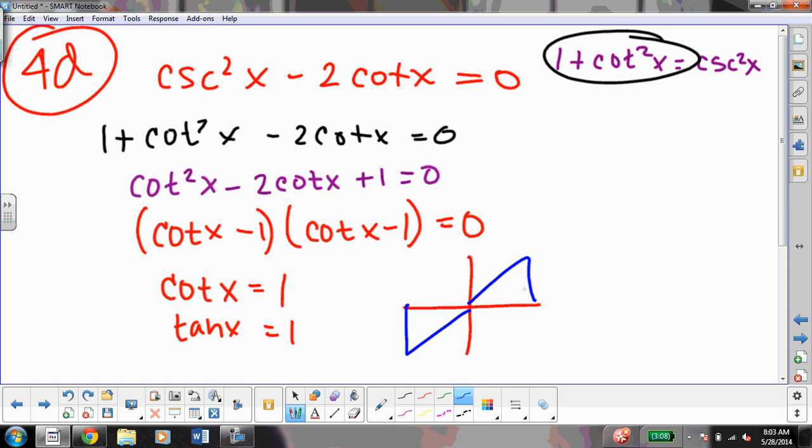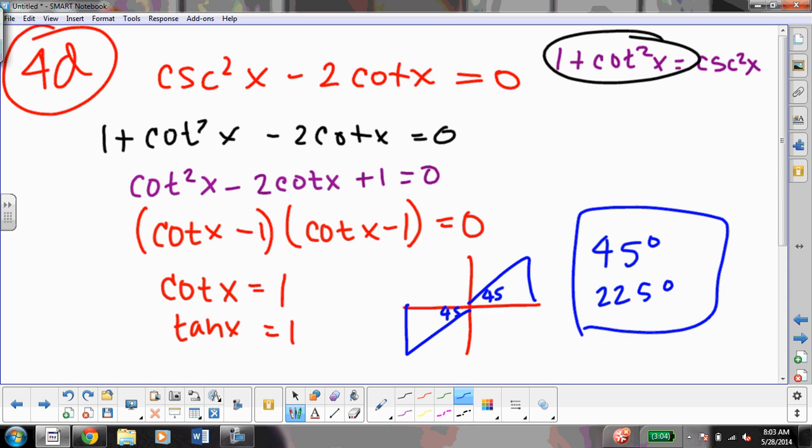The angle that has a special trig ratio of 1 for tangent is 45. And again, the tangent is positive in the first and the third quadrant. So my two solutions here would be 45 degrees and 225 degrees. Now, since I used an identity, I do need to go back and check and plug in my solutions to my original equation and make sure that they work and that they give me a value of 0 when I plug them in. You can use your calculator to do this. Both of these solutions end up working.